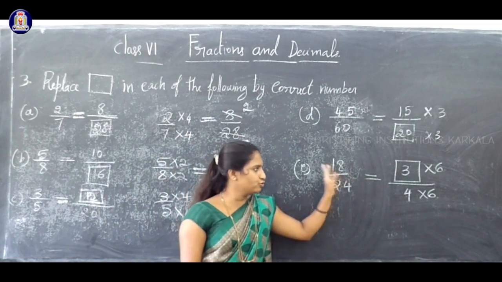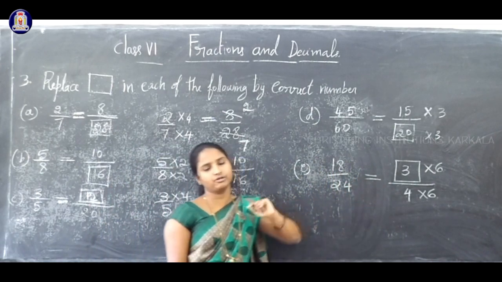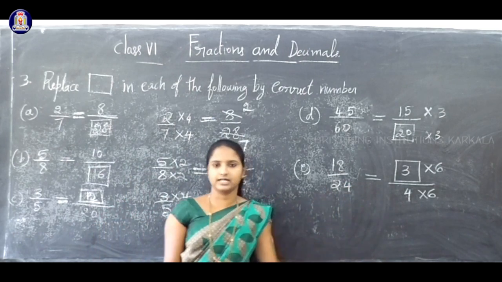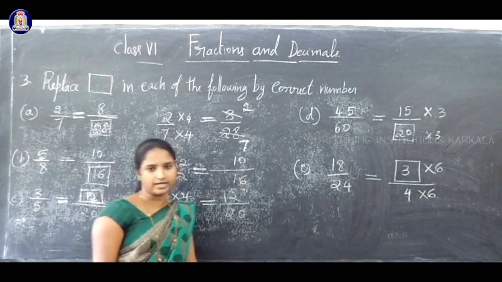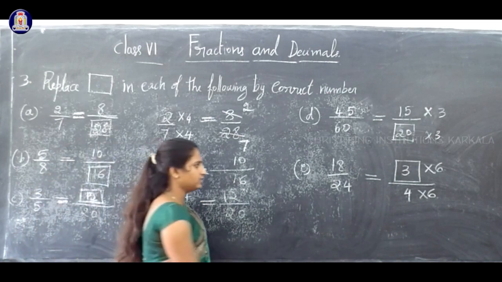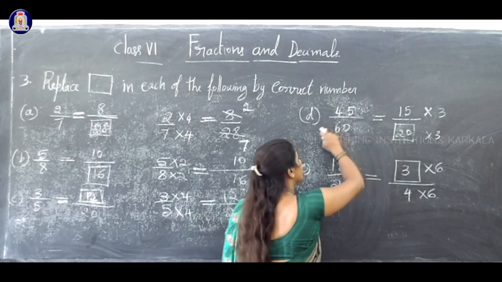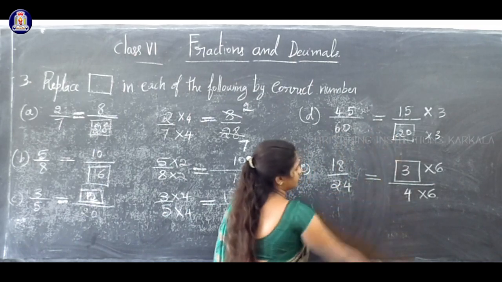So now both left hand side and right hand side we got the same answer. So the sign given is equal. Both the left hand side and right hand side are equivalent fractions. These are equivalent fractions, isn't it? So what is the answer? The answer is 3. And in the fourth question, the answer is 20.